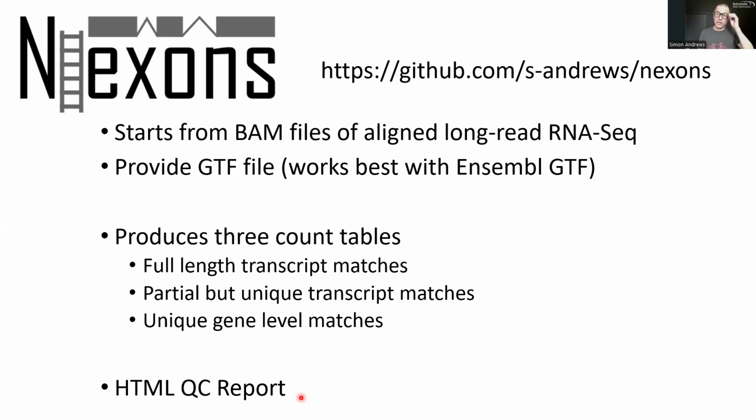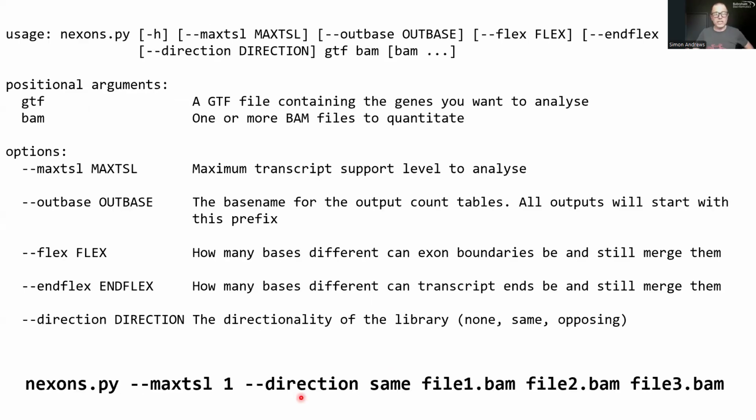Nexons is a command line application. It's written in Python, and the usage is fairly straightforward. This is a slightly cut down version of the options that are on here, but the main options on here are the ones that we would want to look at. So the things that you have to provide are a GTF file of gene annotations and 1 or more BAM files of data to quantitate.